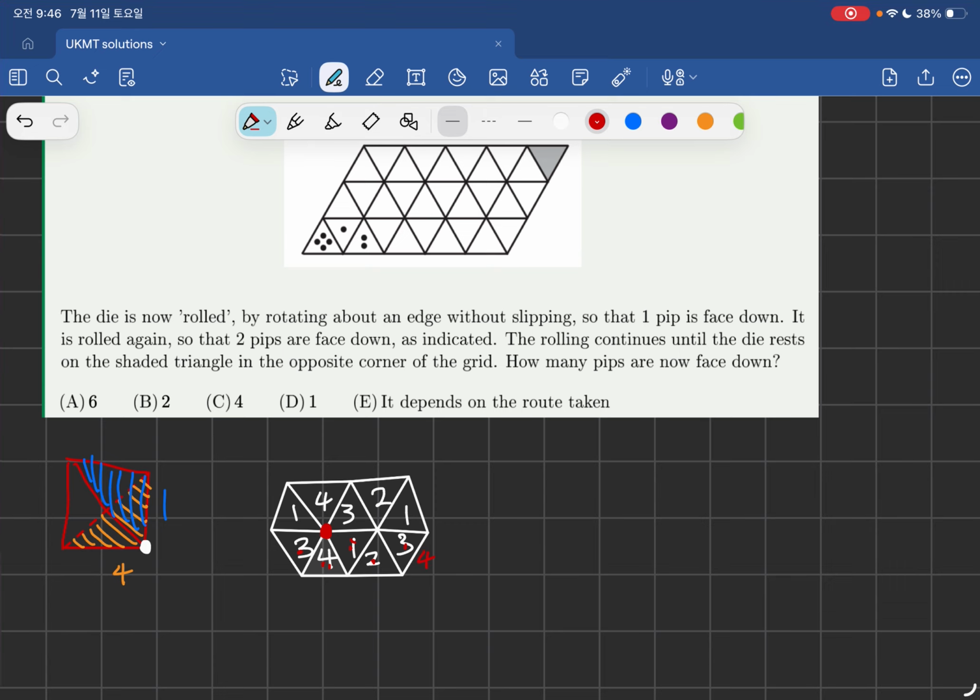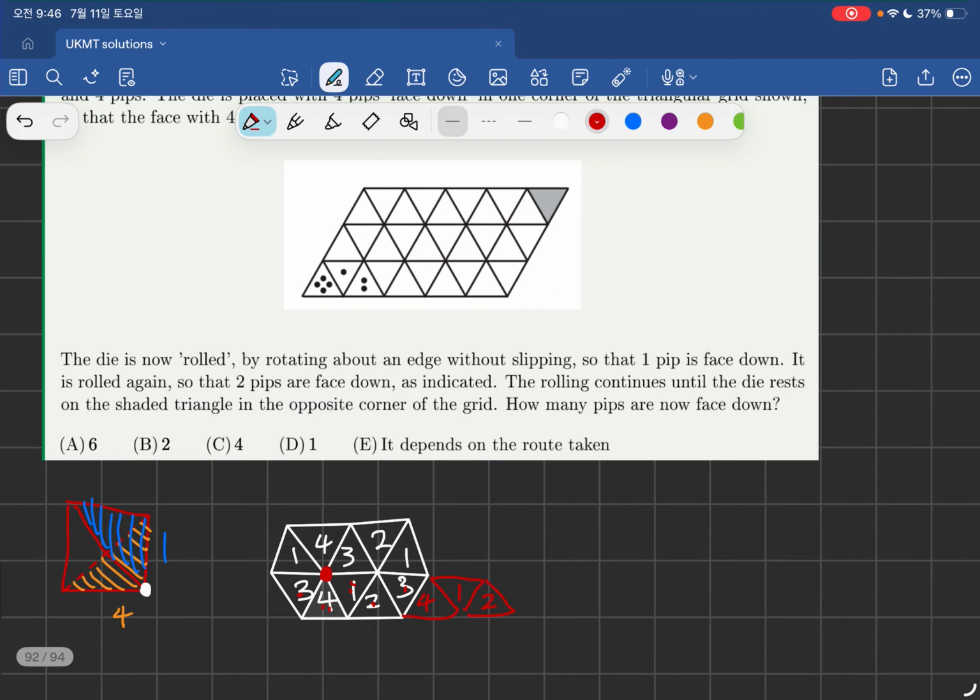That means this is going to be 4, this is going to be 1, this is going to be 2, and so on. So let's annotate that in this grid. We have 4, 1, 2, 3, 4, 1, 2, 3, 4, 1. And now, when we look at this part, we have the same part right here, 3, 4, 1. That means that the numbers are going to be 1, 4, and 3 here.